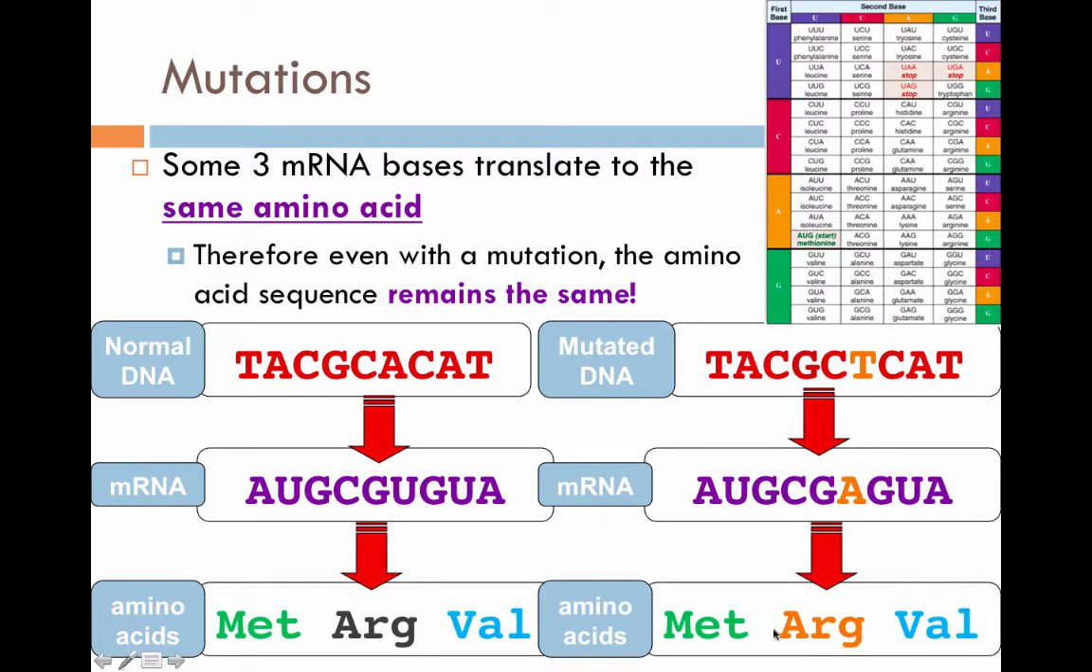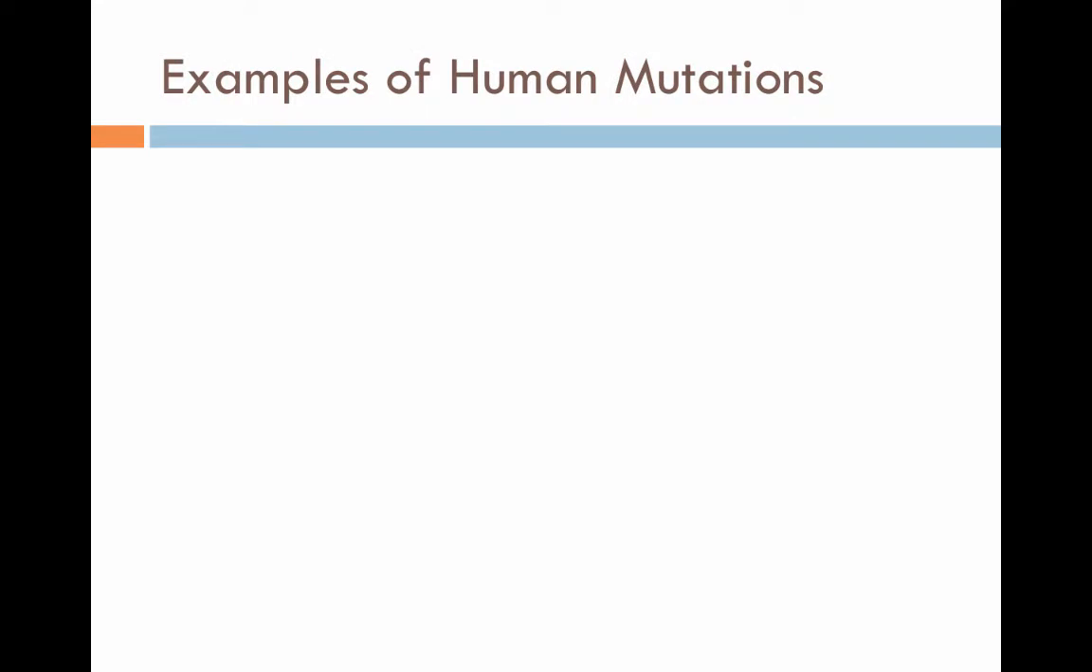Therefore, you don't have a change in your phenotype. Mutations are really, really common, and they aren't all bad things. Mutations change our DNA and therefore our proteins and our phenotypes, sometimes in a good way. Here are some examples of common mutations found within humans.